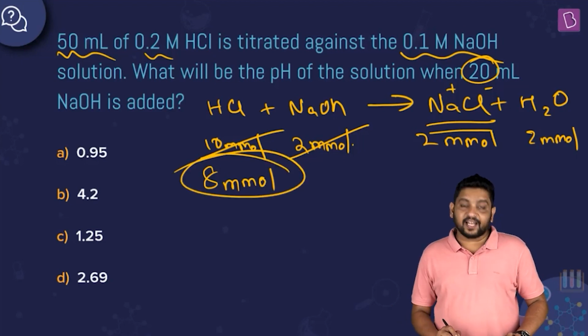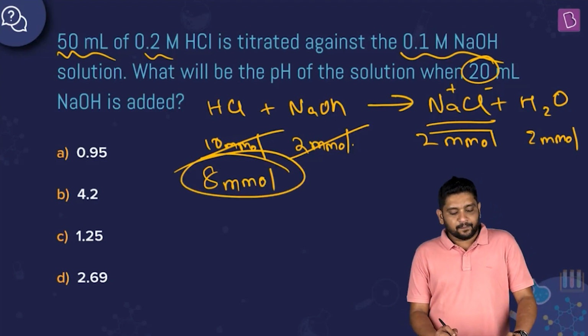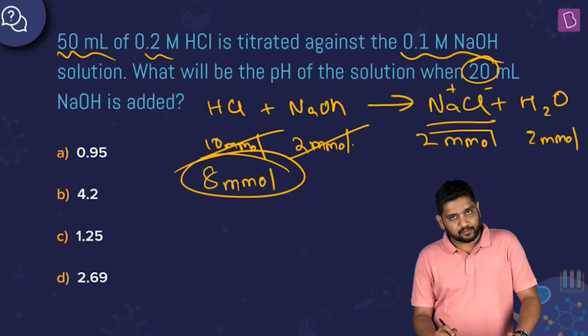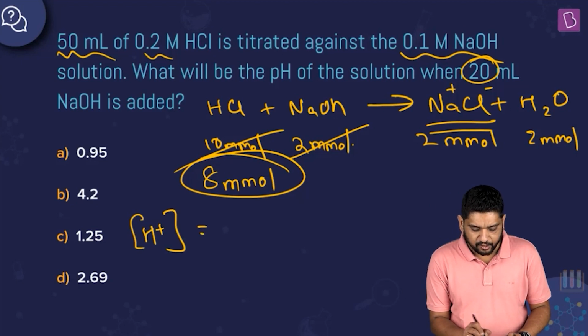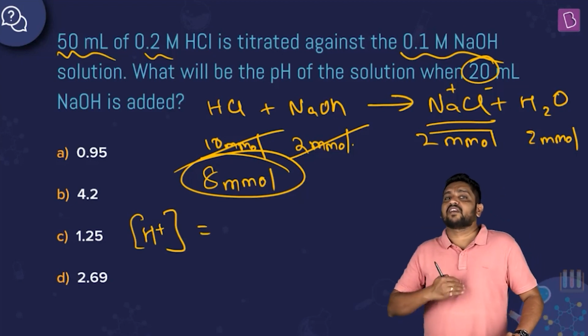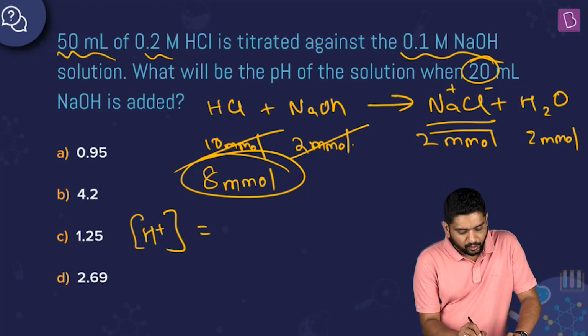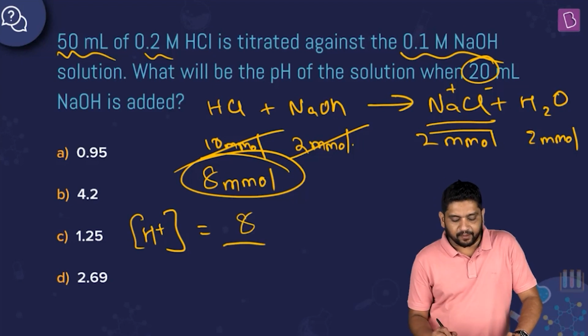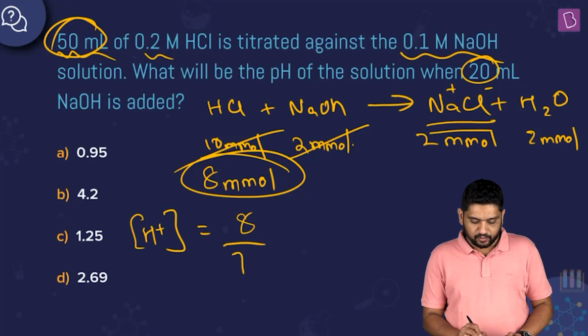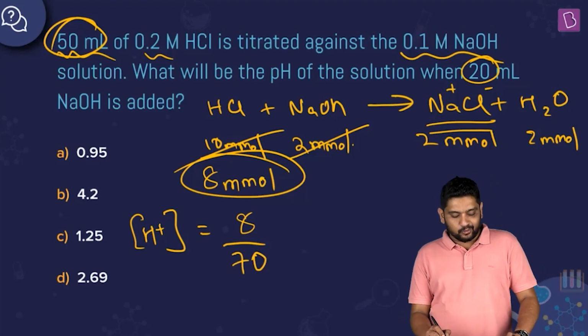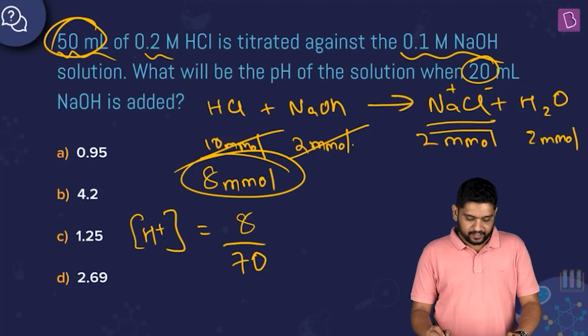What is important for us is that HCl is still left behind, which means H plus is still left behind, which means this is an acidic solution, right? So I'm going to find the concentration of H plus as the number of millimoles of H plus divided by the total volume in ml. So the number of millimoles is 8 divided by the volume in ml, 50 plus 20. Oh wow, 70. Yeah, so the H plus concentration is 8 by 70, right?